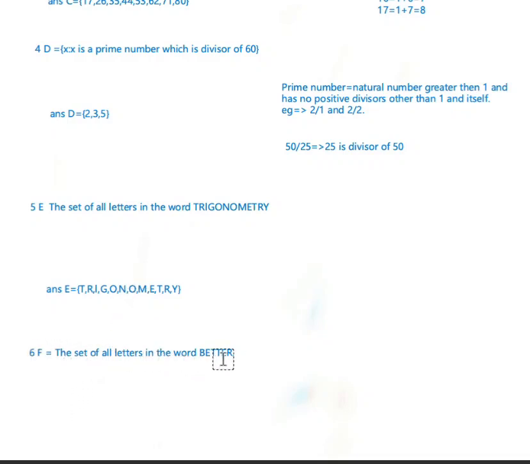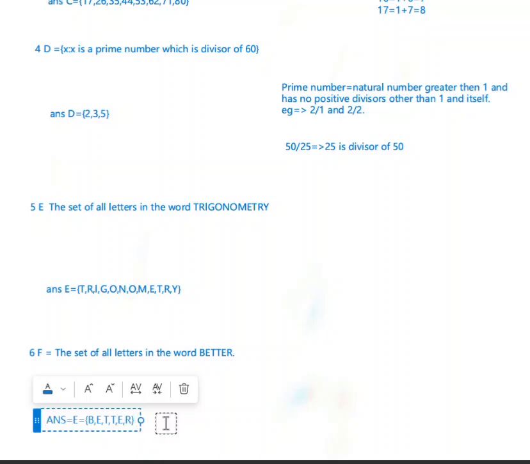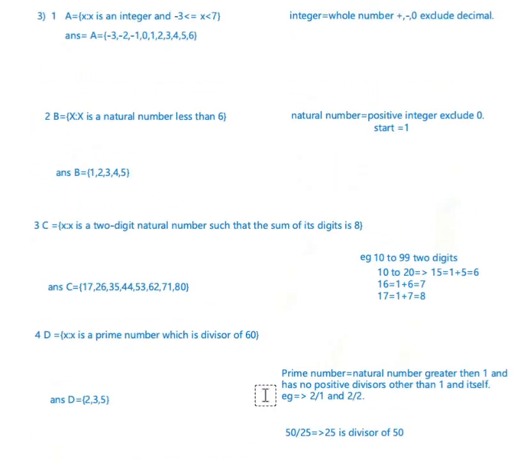So now come to the last question. This is the same as the above question. We are given an English word and we have to convert it into roster form by separating all the letters with commas. So the answer of 6 is B, E, T, T, E, R. This is the roster form of the word better.